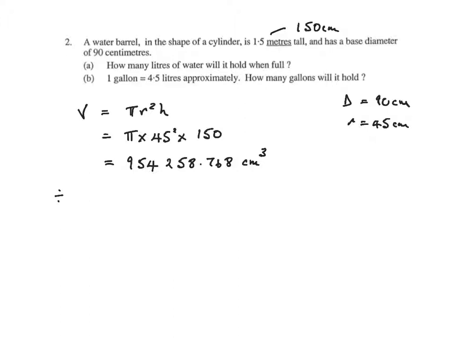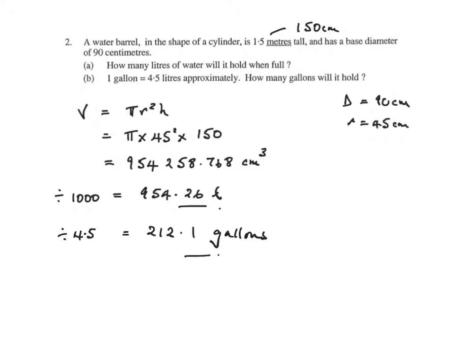We want to convert into litres, so we'll divide that answer by 1000. And that gives us 954.26 litres. What we have to do now is to divide by 4.5, and that will give us the answer in gallons, and that's 212.1 gallons.